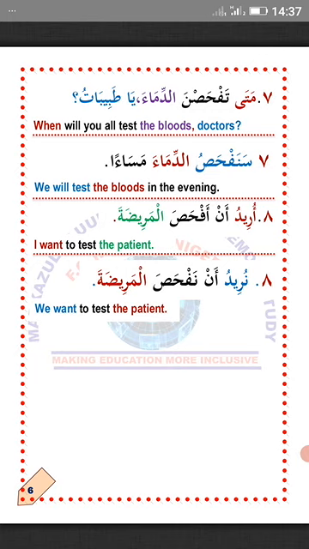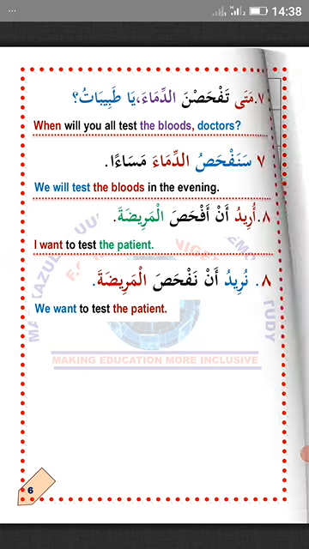Number 8. نريد أن نفحص المريضة. We want to test the patient, referring to a female patient. I hope you understand. مريض is مذكر, masculine, while مريضة is مؤنث, feminine. I hope you understand. MashaAllah.